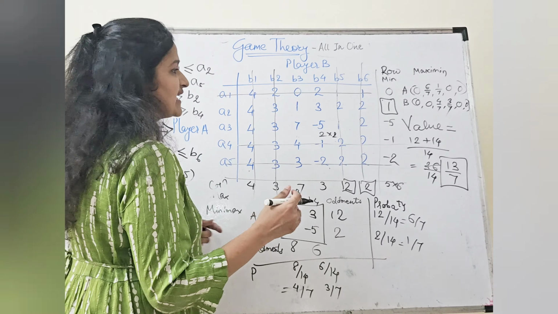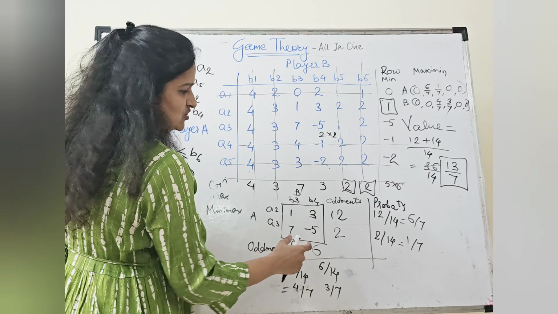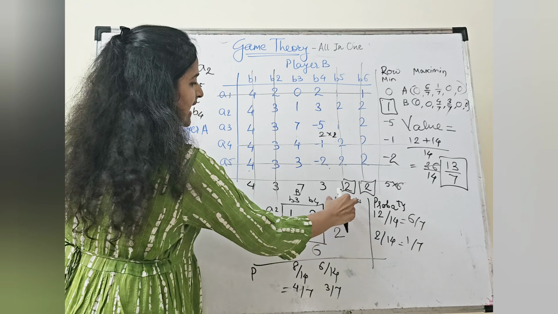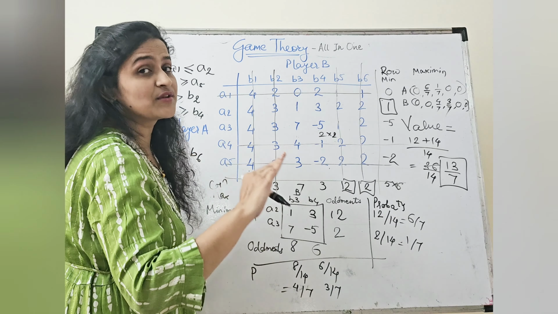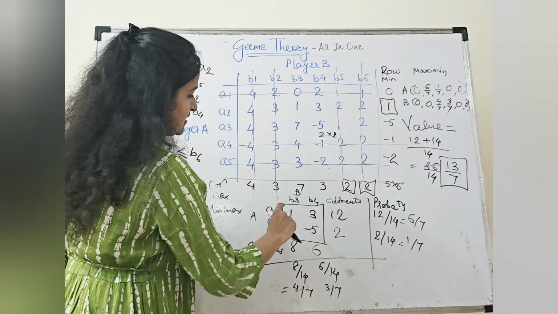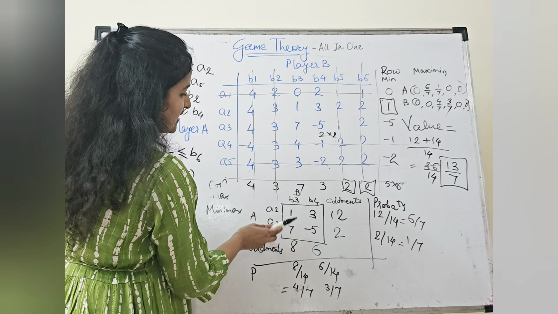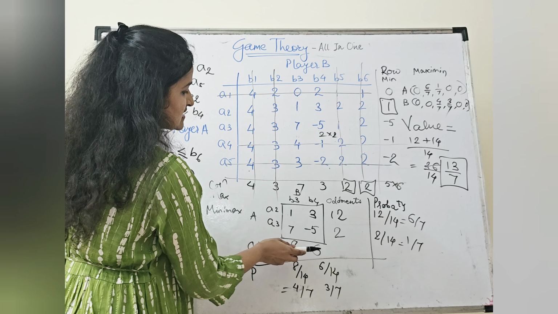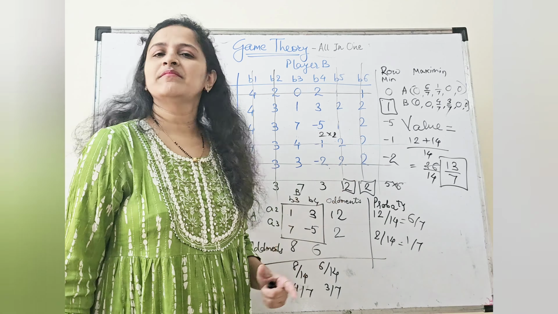Now there are multiple ways to find out the value of the game. Instead of considering the first column, you can consider the second column and corresponding oddments, and you are going to get the same value. Even if you consider it row wise, you will still get the same answer. Means take this row and corresponding oddments, means 1 into 8 plus 3 into 6 divided by this total 14. Still you will get the same answer.